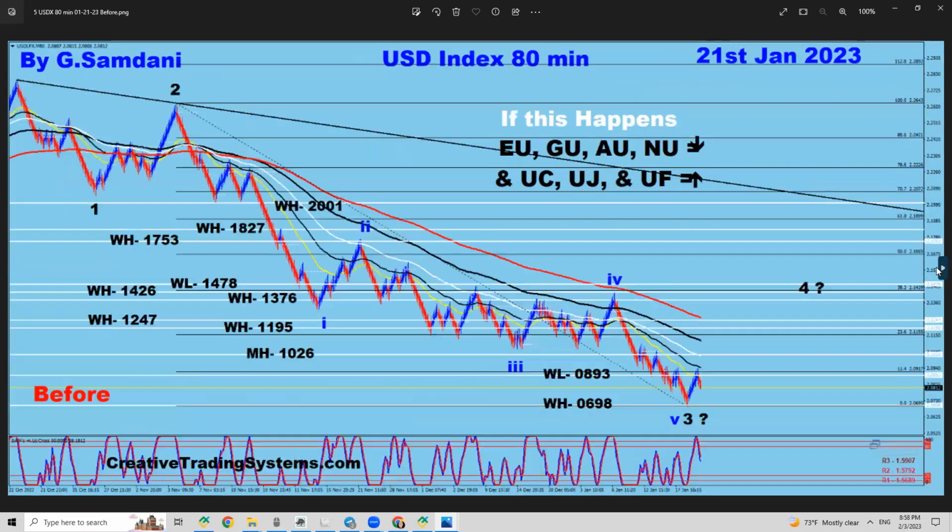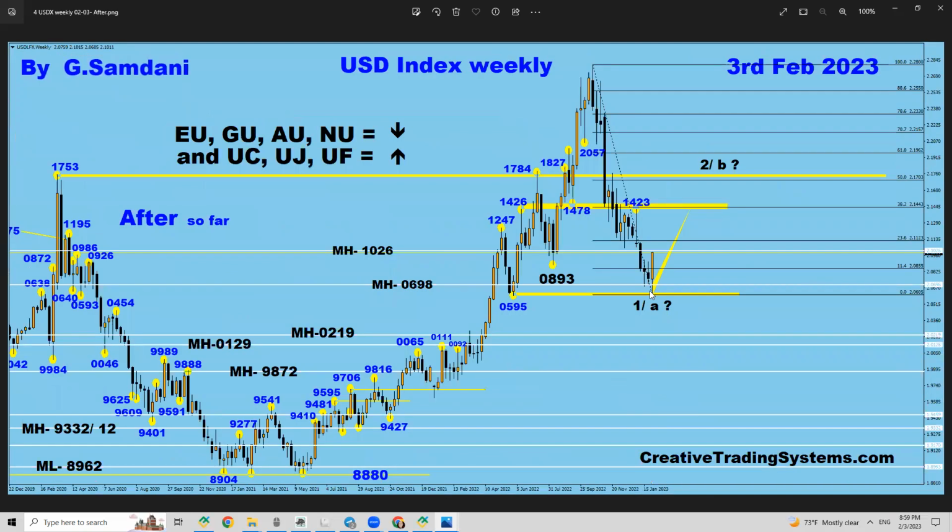Now, another version, the 80-minute chart, I started making. Let me see if I get, okay, here. So this is what happened to the weekly chart. You can see this is what happened today after NFP. It went all the way straight up to 1026.